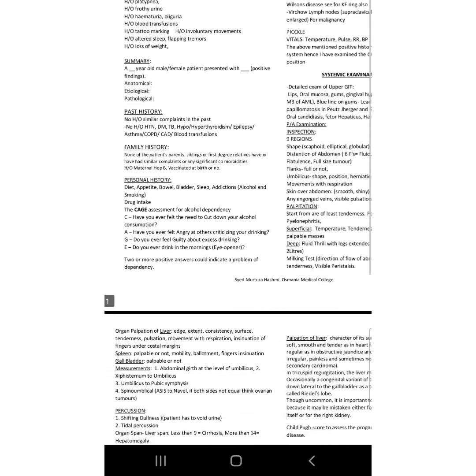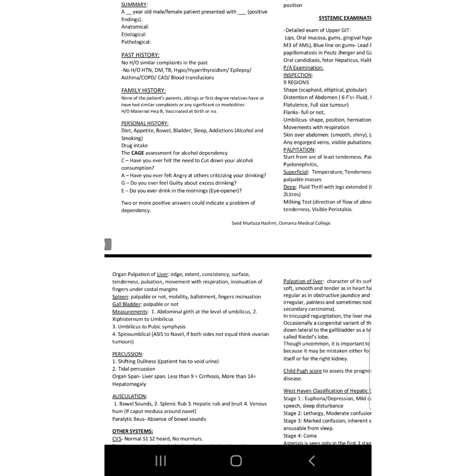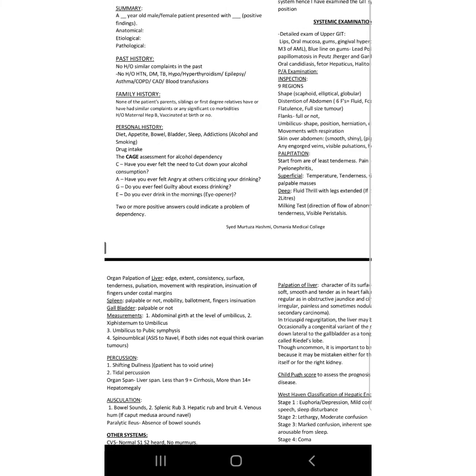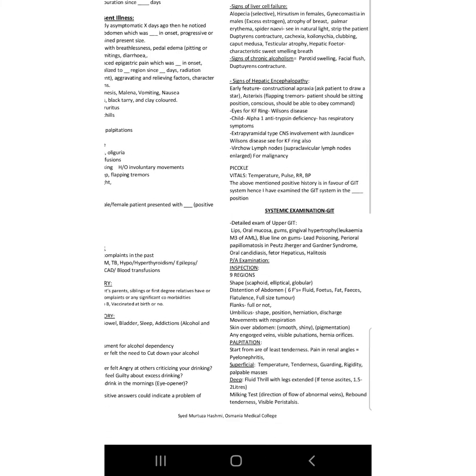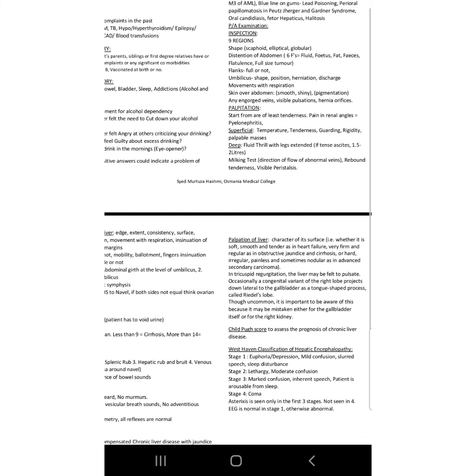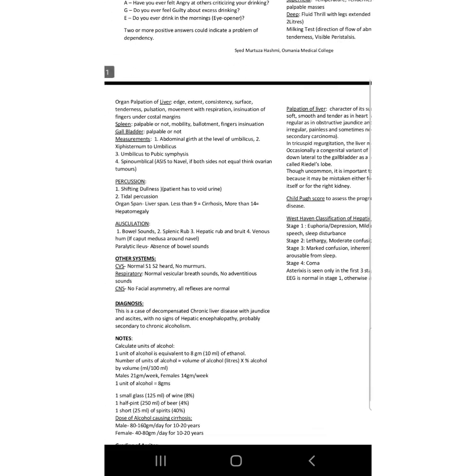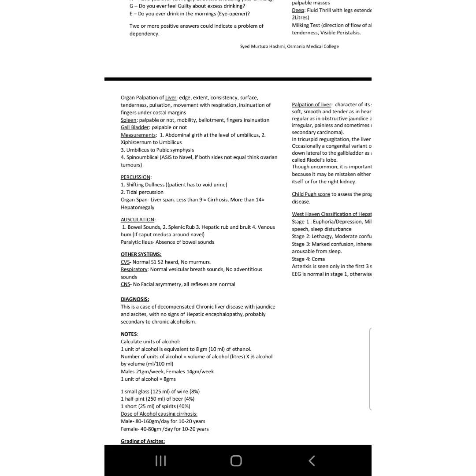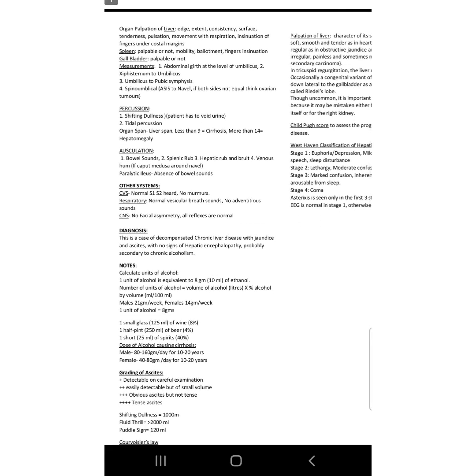First, chief complaints, history of presenting illness, past history, family history, personal history, and then general examination, signs of liver failure, signs of hepatic encephalopathy, systemic examination, upper GIT, per abdomen, 9 regions examination, on palpation, superficial and deep palpation, and then on palpation you need to mention the measurements, and percussion, shifting dullness, tidal percussion and organ span, and auscultation, bowel sounds, bruit, hepatic rub, splenic rub, and venous hum, and other systems examination.